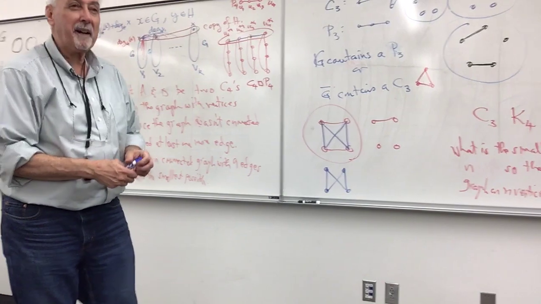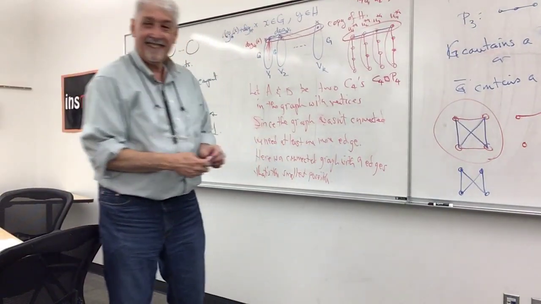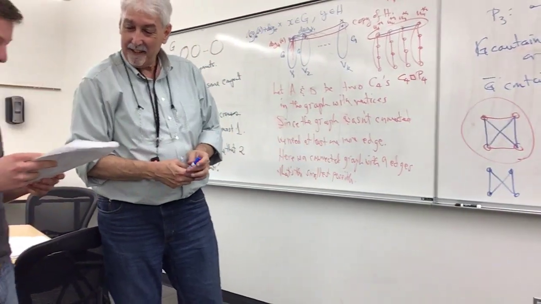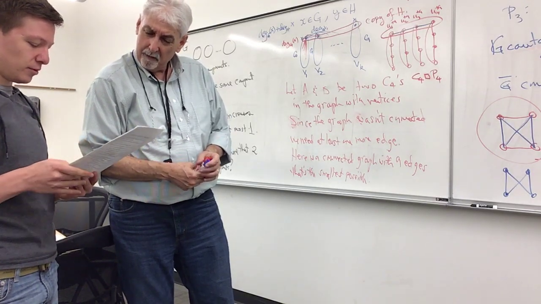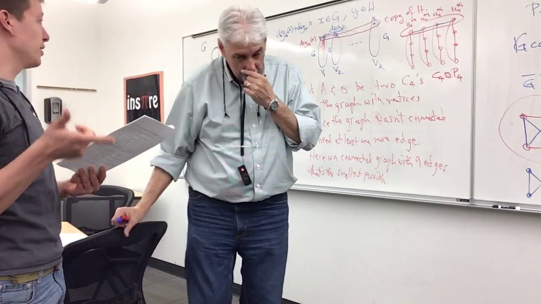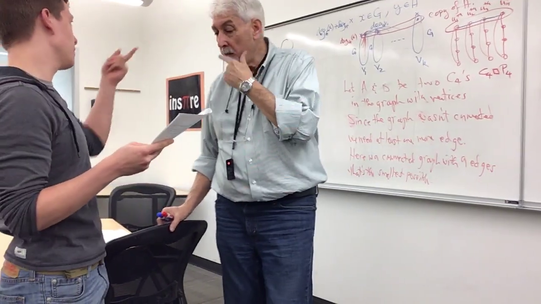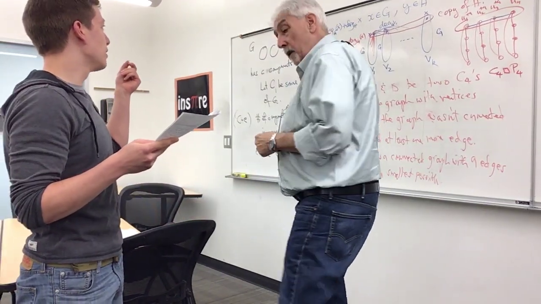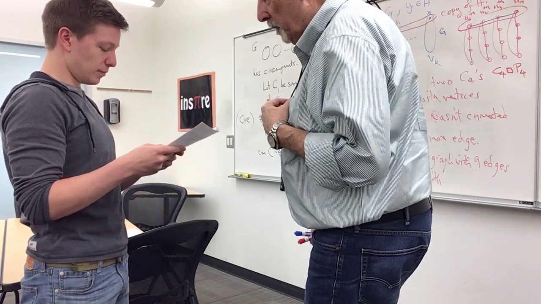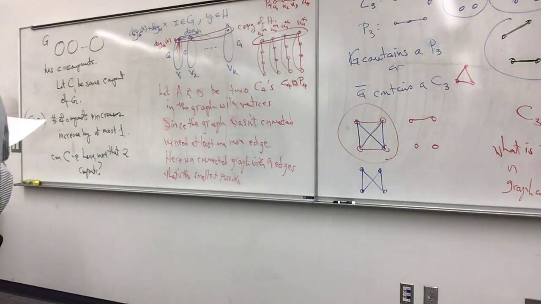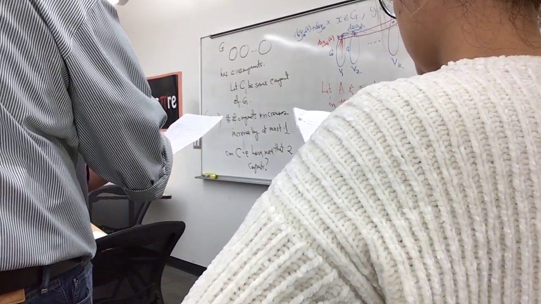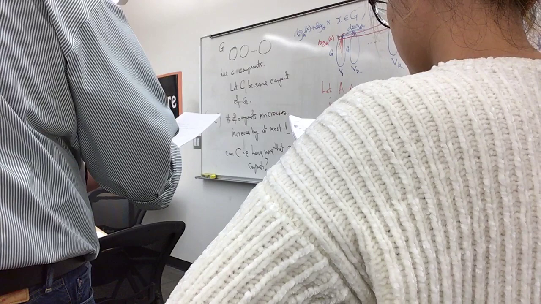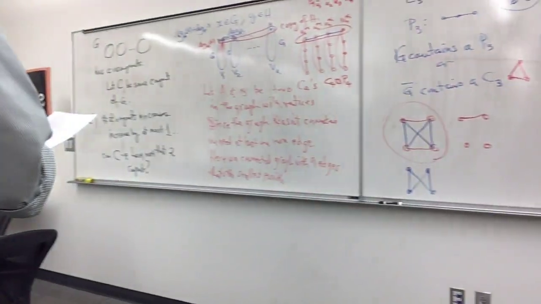What is the smallest n so that every graph on n vertices contains a C3 or the complement contains K4? I wrote it here, actually. Yeah, that was a little confusing.